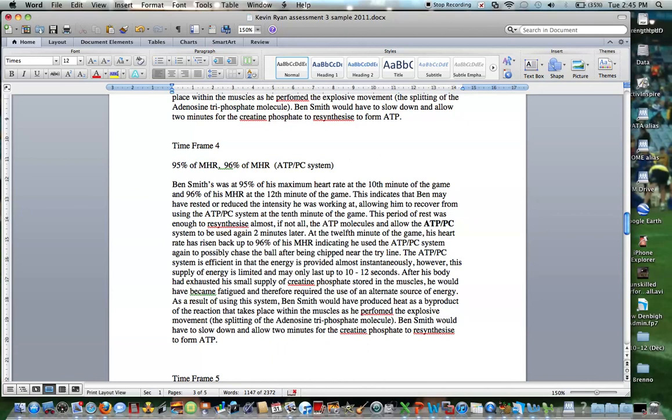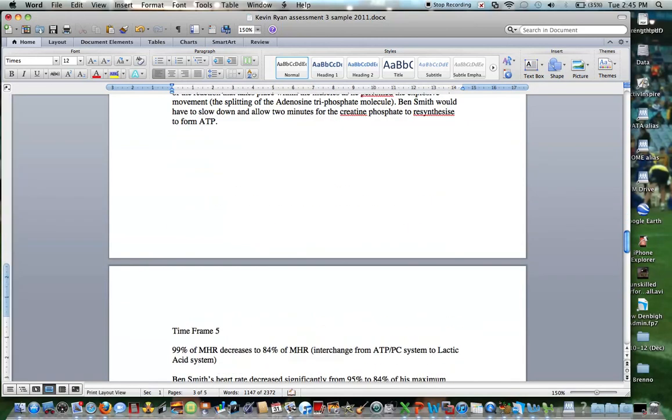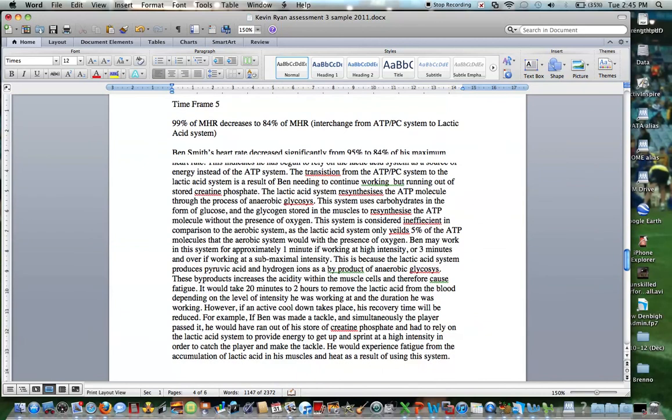After the body has exhausted his small supply of creatine and phosphate stored in the muscles, he would have become fatigued and therefore required the use of an alternative source of energy. As a result, using this system, Ben Smith would have produced heat as a byproduct. So he's gone through, and I know that Kevin understands completely how the systems are operating and how they work. Time frame 5. I'll just push this down a page so we can all see it on the one area.